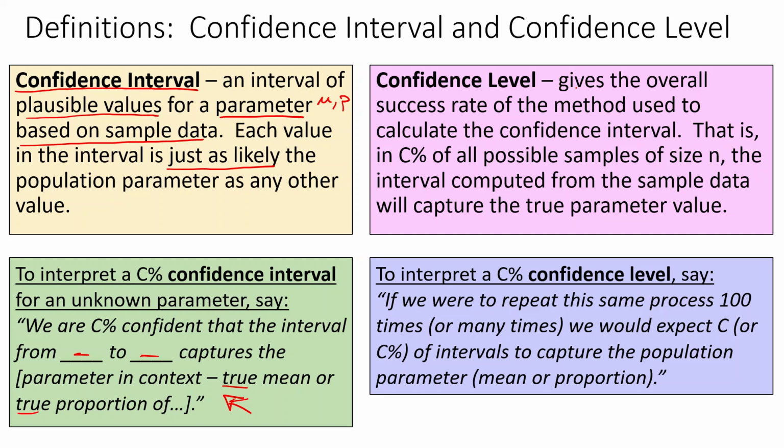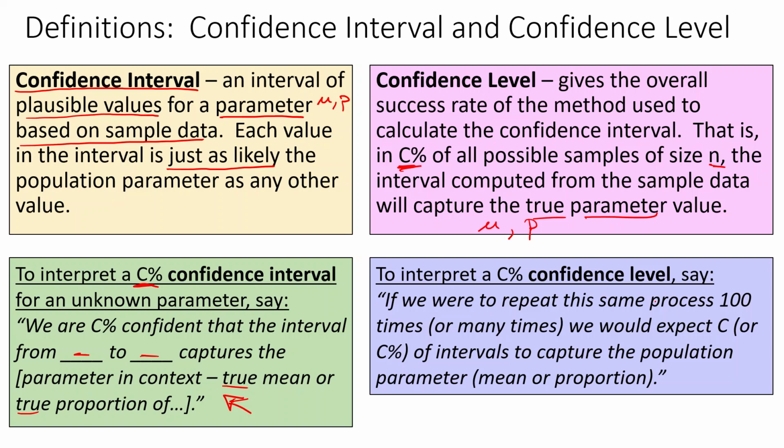All right, and then we come to confidence level. So this is our level of confidence. When we're making a confidence interval, they'll give us ahead of time what level we want. It's this C percent down here. It gives the overall success rate of the method used to calculate the confidence interval. That is, in C% of all possible samples of size n, the interval computed from the sample data will capture the true parameter. So if we get a 95% confidence interval, 95% of the time when we make a sample of size n, it should capture the population mean, which would be mu, or population proportion p. That's what we're trying to guess, the population information. Parameters. True parameters.